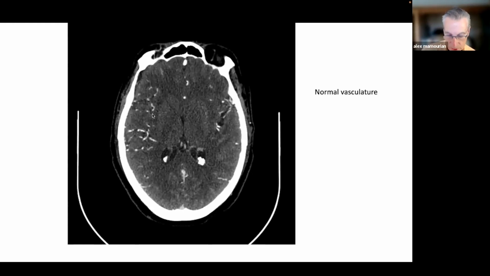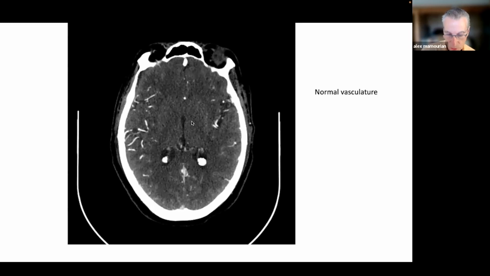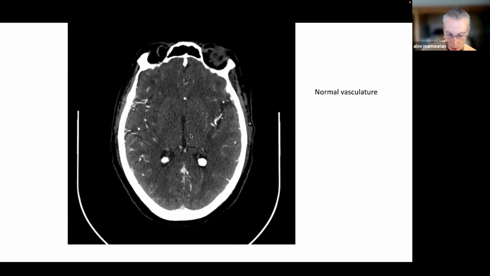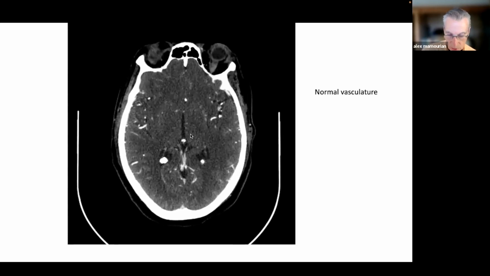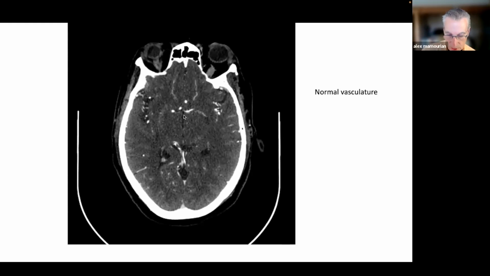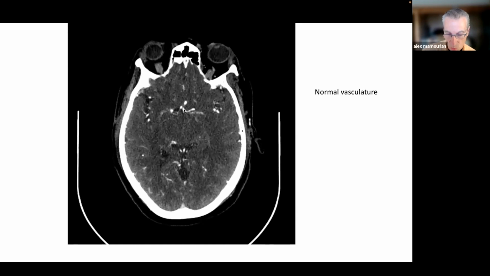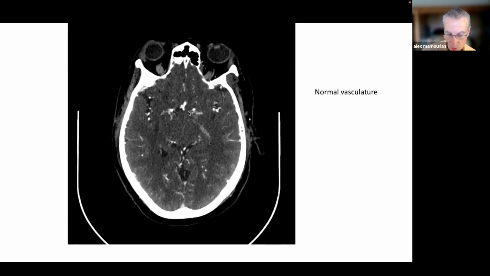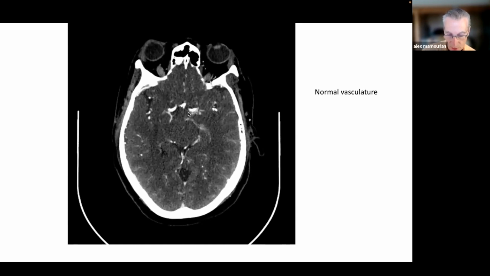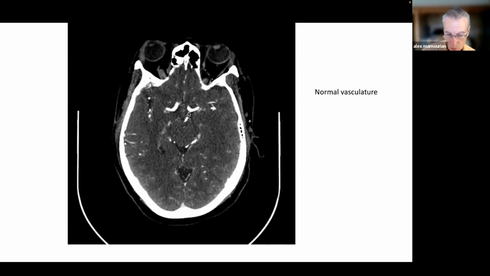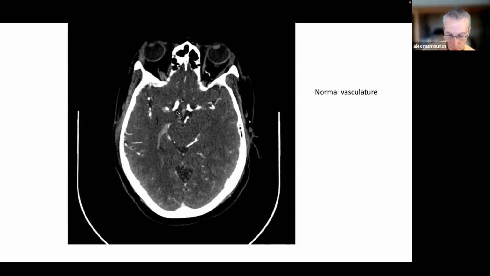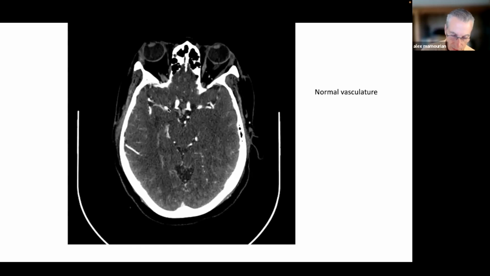Again, we see the MCA branches in the sylvian fissures. You can see a little bit of the basal ganglia here, lentiform nucleus, head of the caudate, thalamus. And as we go down, now we see the A1 segment here, A1 segment here, joining over here into this single large trunk, as I say, the azygous A2. Here's the tip of the carotid. Now we're into the M1 segment, middle cerebral artery here and here.